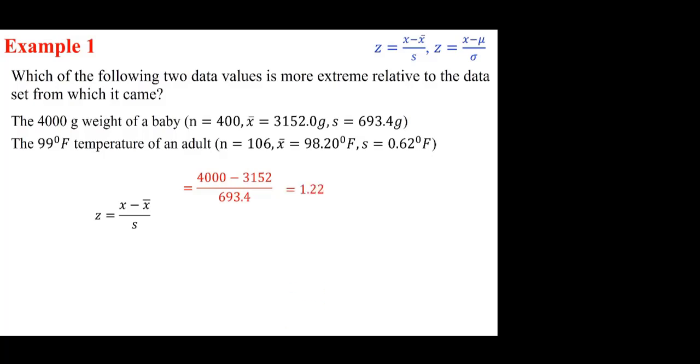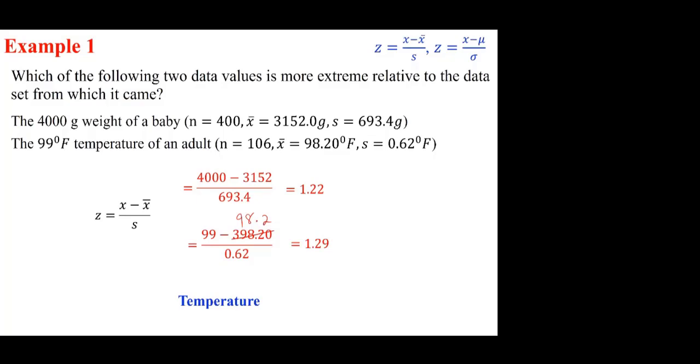The second one, the x value is 99 minus x bar, 98.2, divided by s, which is 0.62, and you calculate it. And obviously the second one has a larger z-score, which is the temperature. Sounds good. Just make sure that number is changed to 98.2.